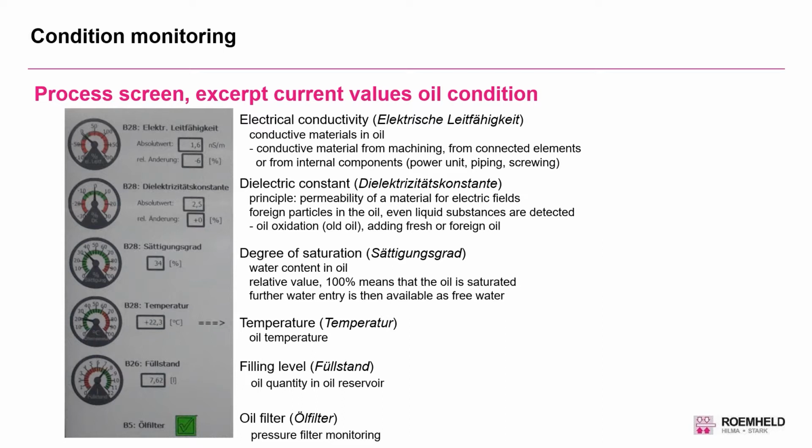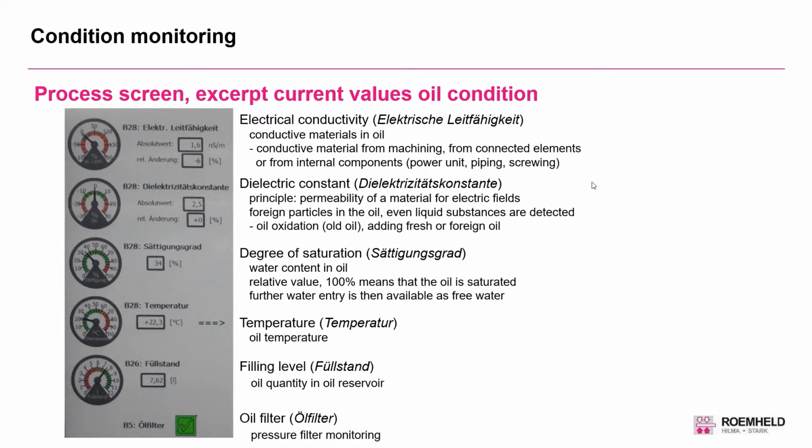The second is the dielectric constant. This is the permeability of material for electric fields. So these are foreign particles in the oil, so not metallic, and these are detected by the dielectric constant. Also oil oxidation, for example, is then able to be monitored.